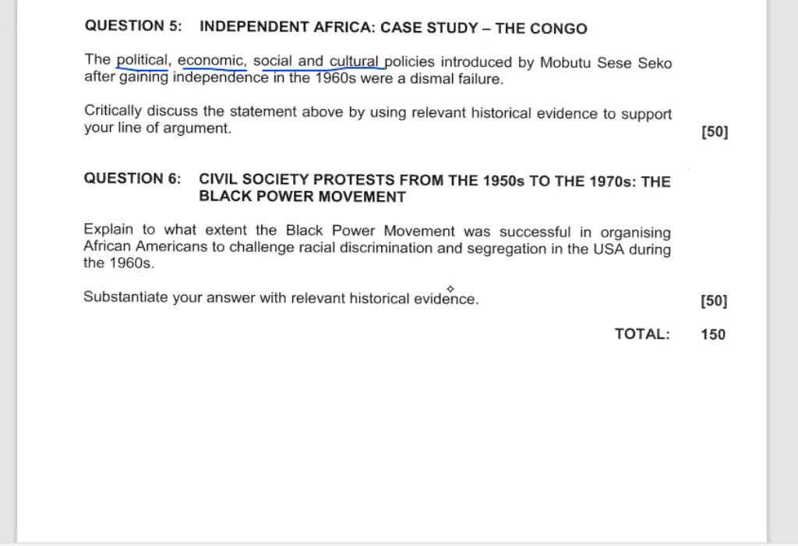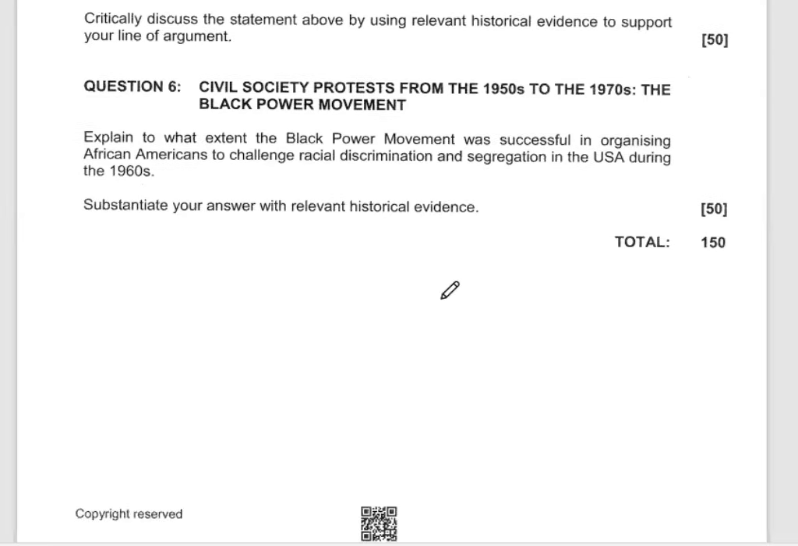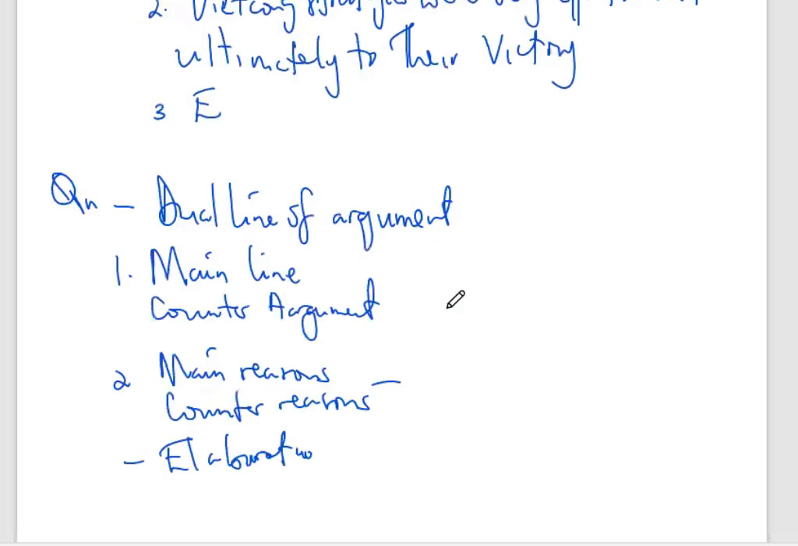It's the main argument. Then the counter argument: however, despite him realizing more failures, there were instances of him succeeding in his policies. Or it is, however, notable that Mobutu, to some extent, succeeded in some of his policies on a smaller scale. That's the counter argument. Then we go on to the reasons. Why are you saying he failed? You are highlighting generally on his failures.